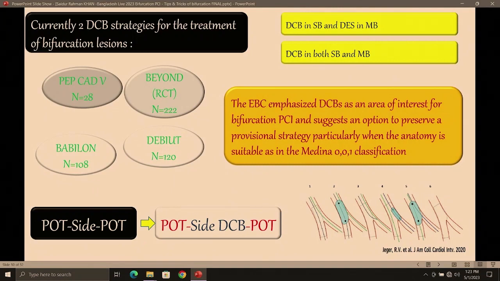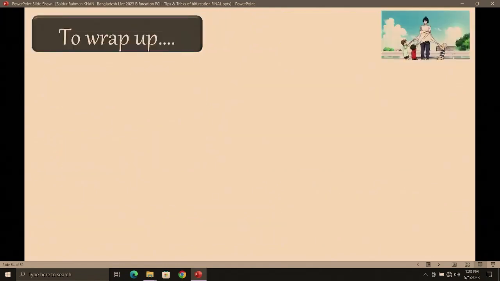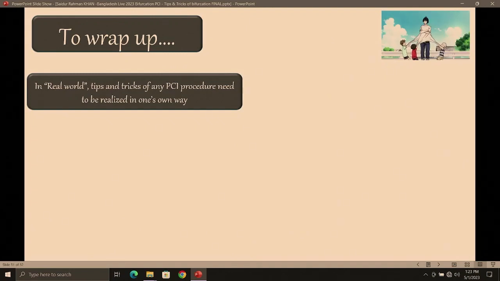So the provisional philosophy is finished. Like that case, the last case, you can go for that one. You will go for proximal and distal MB stenting, followed by a POT, followed by a DCB to the side branch, dilatation, and then final POT. Then it's clear, and it will be better. Sometimes EBC has incorporated the role of DCBs for 001 lesions, like in severe ostial side branch lesions, you can end up with DCB only. So it's possible also.